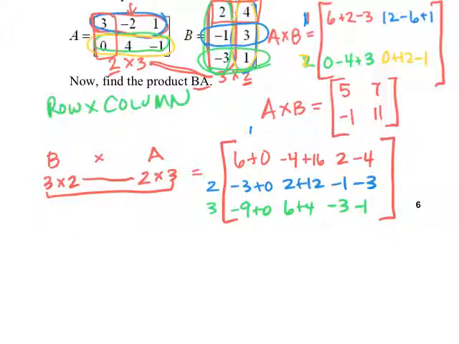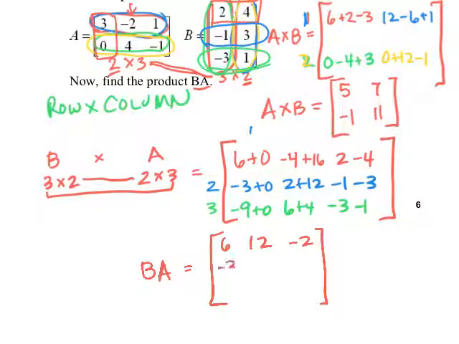And let's add them all together. So BA, or B times A, is this resulting 3 by 3 matrix: 6, 12, -2, -3, 14, -4, -9, 10, -4. And that is matrix multiplication.